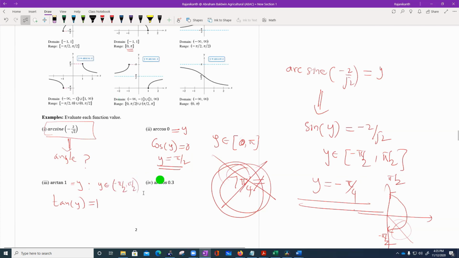Now tell me, tangent of which angle will give you 1 in this range? Pi over 4. Very good. You are understanding now, right? Getting better and better.